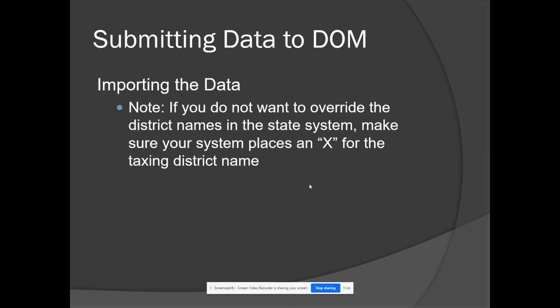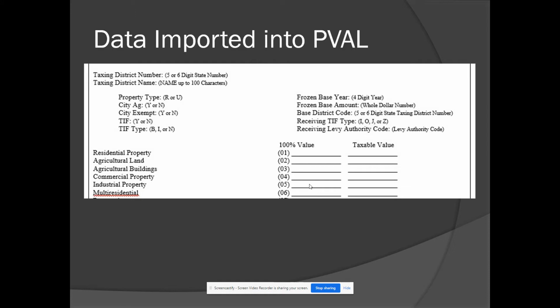So when you submit data to DOM, you're going to be importing a .dat file, DAT file, from your local software. When you import the data, if you don't want to override the district names in the state system, you can just make sure that your system places an X for the tax district name. But you're going to be importing a district by district overview of data of all the different classes of property, 100% and taxable, right?